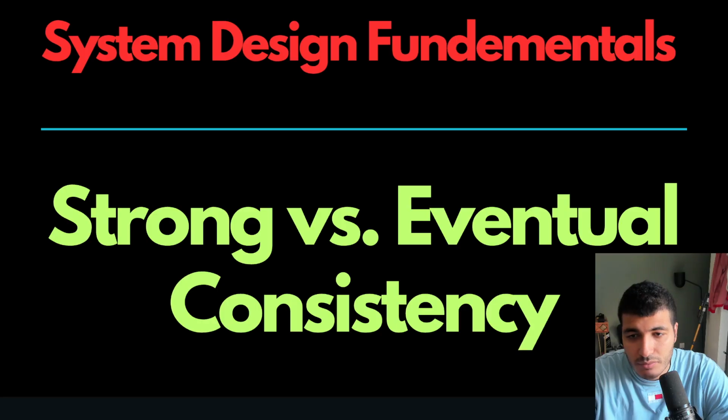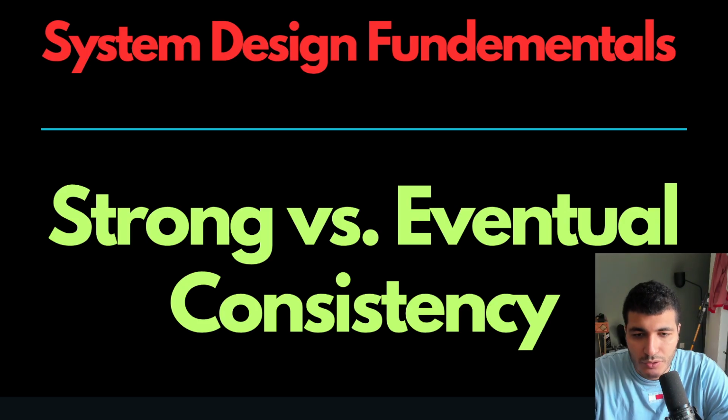In modern system design, data is rarely stored in just one place. It's replicated, sharded and distributed across multiple servers, often globally. But when you update data, how do you ensure that all these copies are in sync? This leads to one of the most fundamental and critical trade-offs in distributed systems, which is consistency.